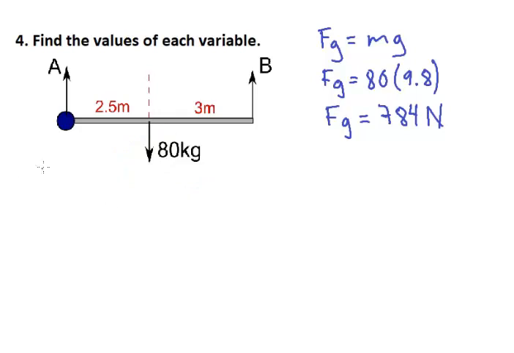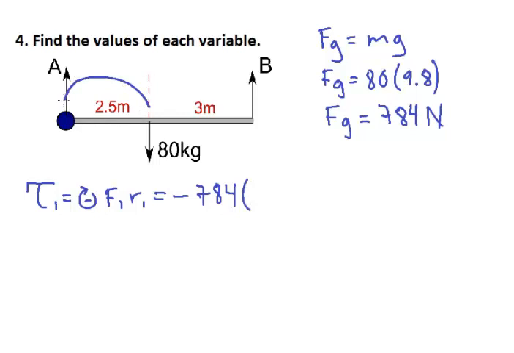Now that I know that, let's find each one of the individual torques. Torque 1, like I said, is negative. F1 R1. So minus, the force is 784, and the lever arm in this case is 2.5. That will give me an answer of negative 1960 newton-meters.